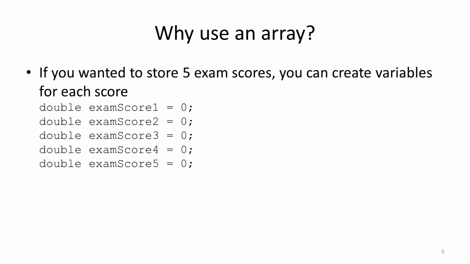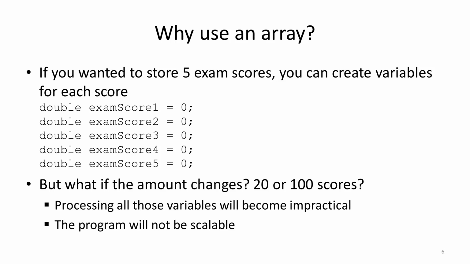For example, if you wanted to store 5 exam scores, you can create variables for each score. Double examScore1 equals 0, and repeat that 4 more times. But what if the amount of scores changes? What if instead of 5, you want to store 20 or 100 scores? Processing all those variables will become impractical. Doing simple things such as calculating the average or standard deviation, finding the max and min will be a headache.